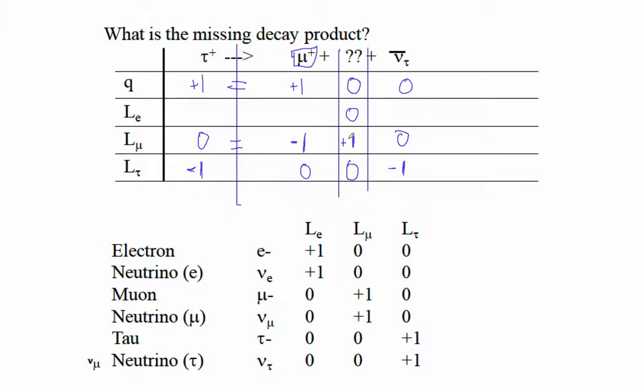So what has a +1 muon number and no charge? Let's look at this. It's got to be one of these guys. Which one doesn't have charge? The neutrino, it's free, no charge, right? So it has to be a mu neutrino.